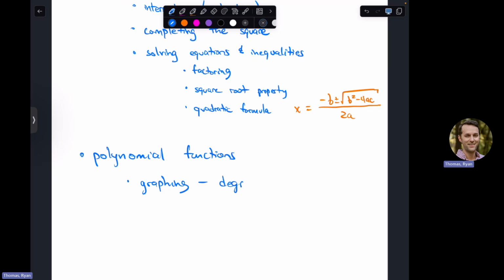So degree, leading coefficient, end behavior, zeros, multiplicity, all of that stuff, right? So we did that quiz problem yesterday. I gave you a graph and asked you to sort of find all this information from looking at it. It's all kind of sitting right there as long as we know what to look for, right? So that stuff.